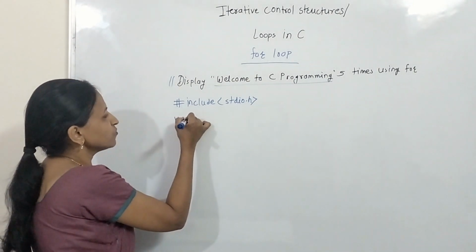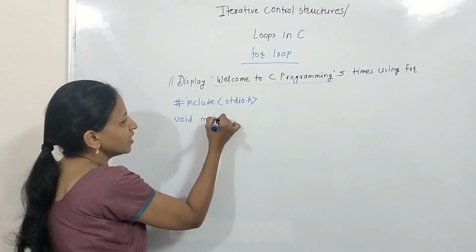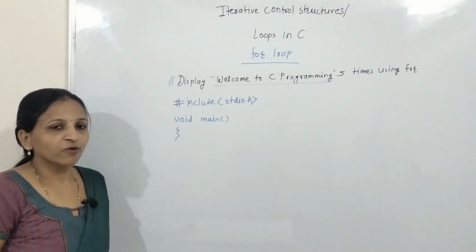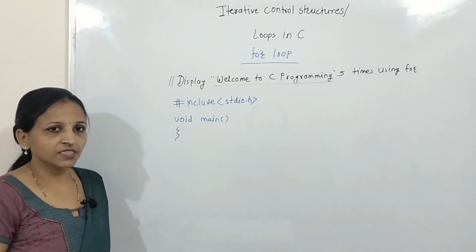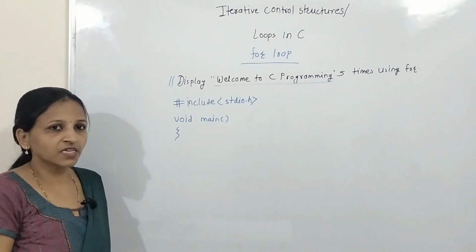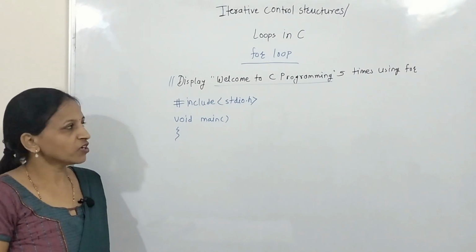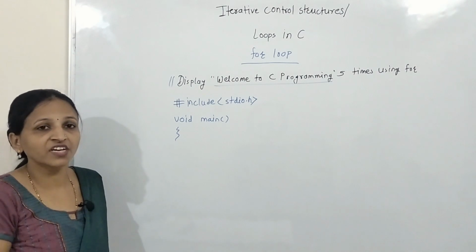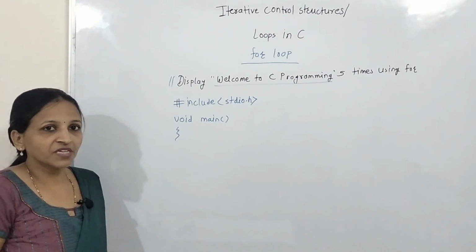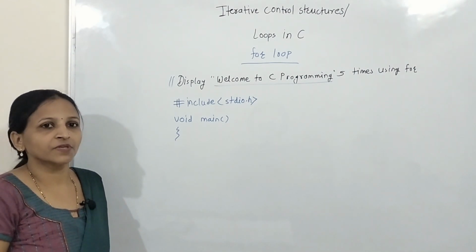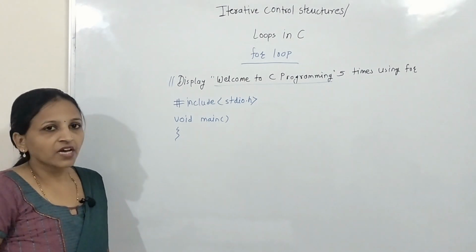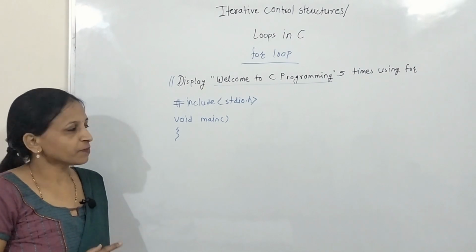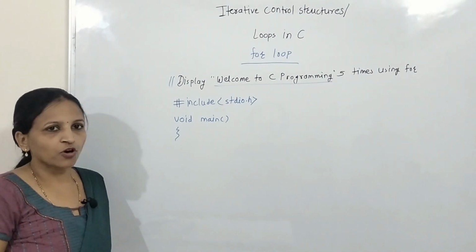Now the next is void main. After that, we have to display welcome to C programming 5 number of times. That means we want to repeat the same task again and again. For repetition, we use the loop concept in C. Here we can use any loop, like while loop, for loop or do while loop, but I am going to explain this program with the help of the for loop.